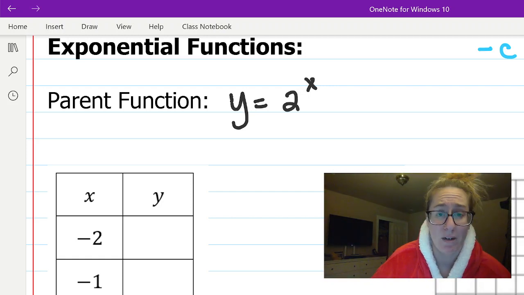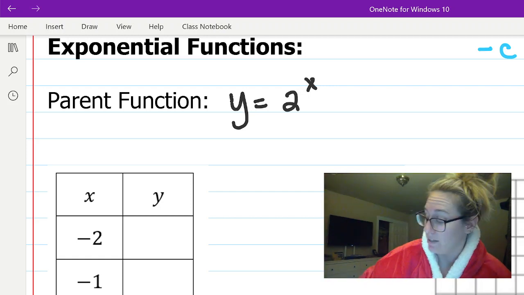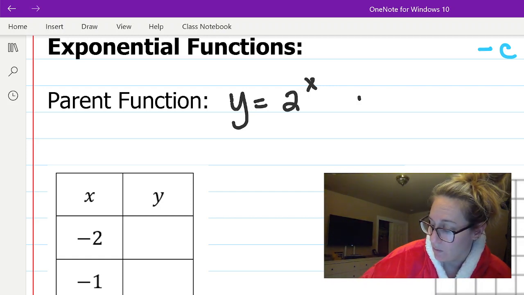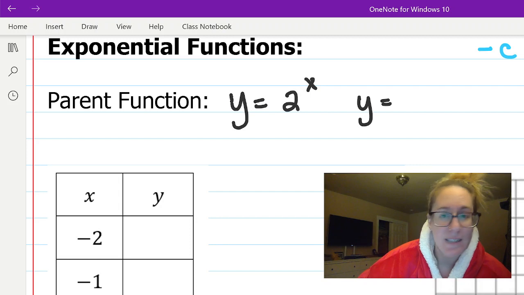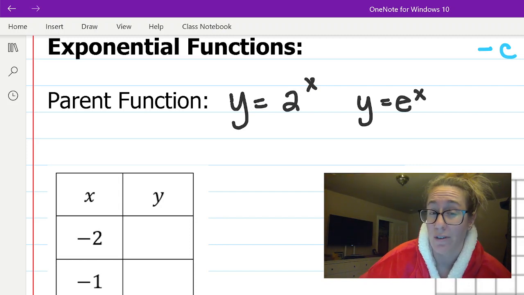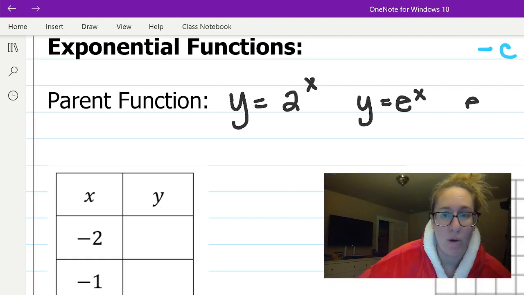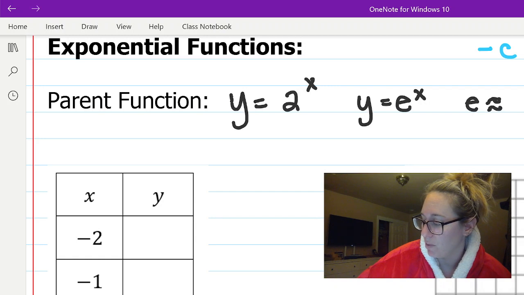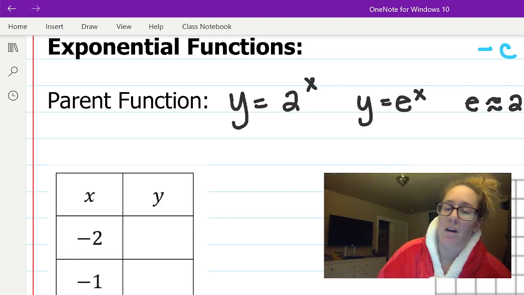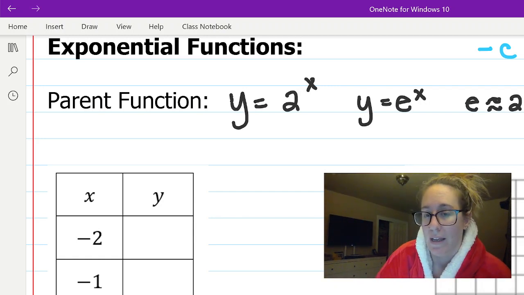Another common base number is e. So you might also see something like y equals e to the x. e is a number just like pi. Hopefully you learned about e in your Algebra 2 classes last year. But e is a special number. It's called Euler's number. It's approximately 2.72. It's a really important number in a lot of finance things and in calculus.